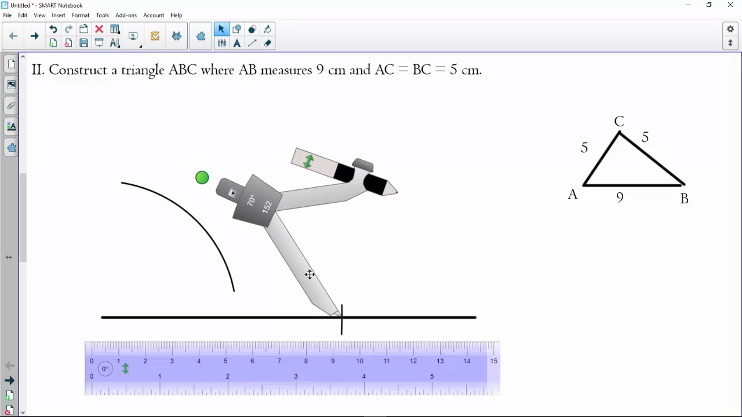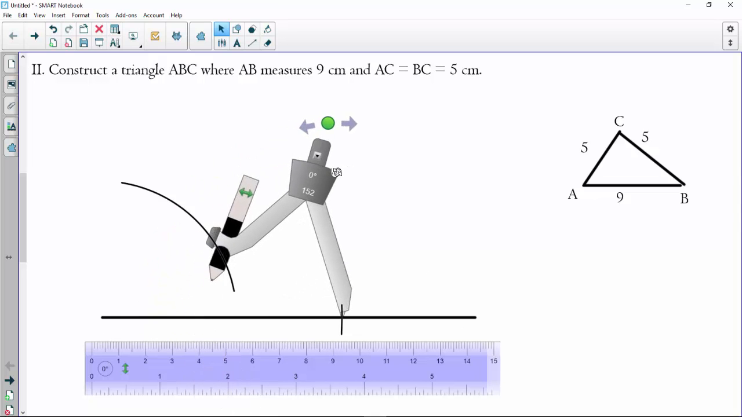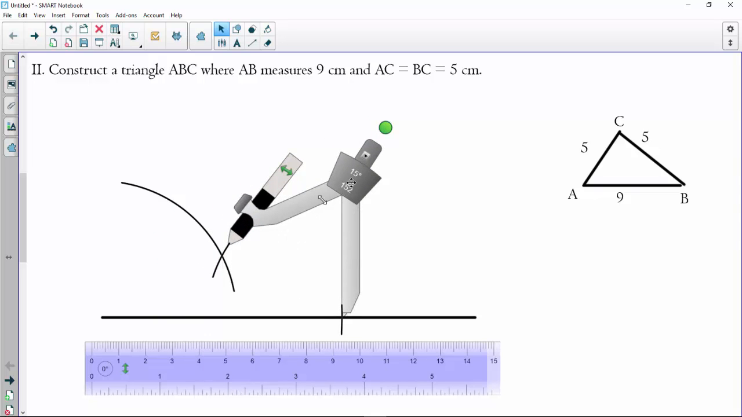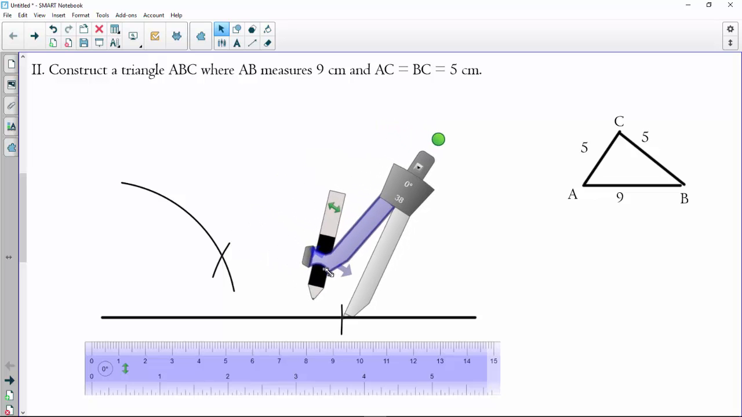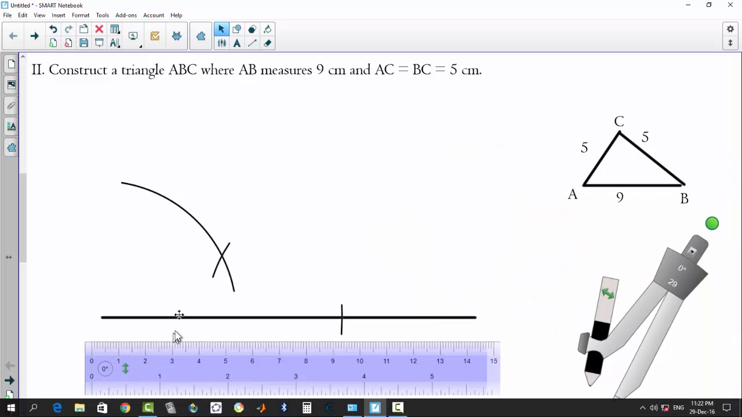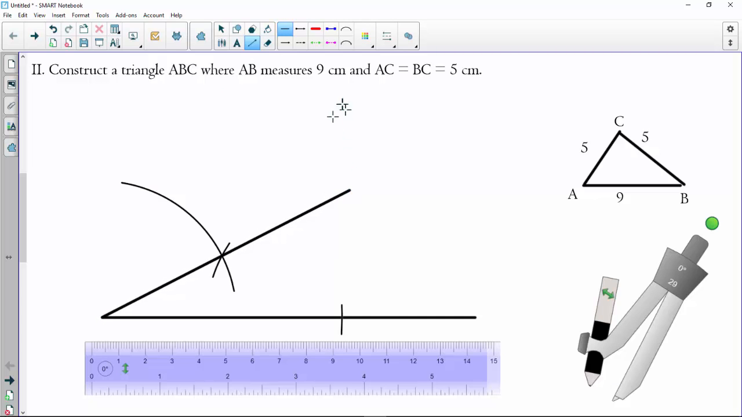Position the point of the compass at the end of the triangle baseline, not the end of the line, at the end of the triangle baseline, and we mark off our 5 centimeters. Wow, it's a little bit shorter than expected. So it didn't meet up here, but both lines will meet right there. So we join the triangle, ensuring it passes through the intersection point.